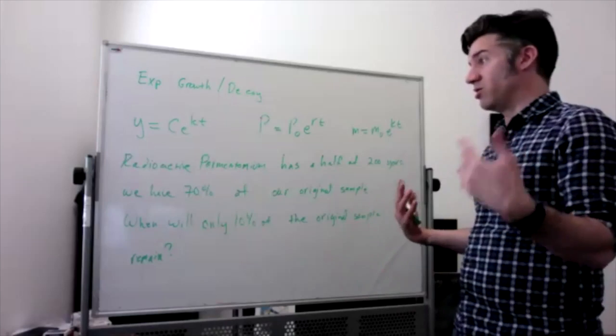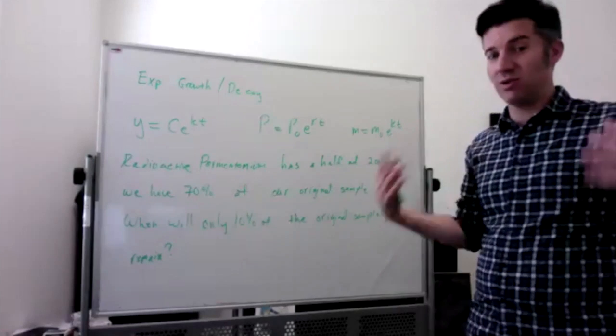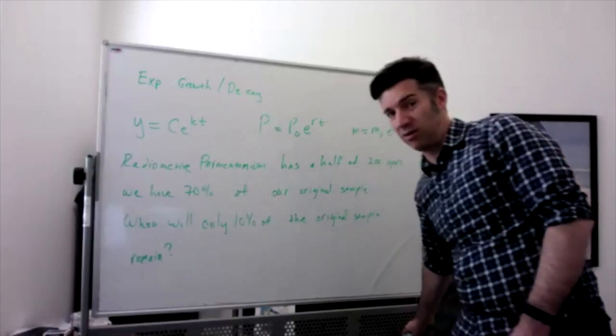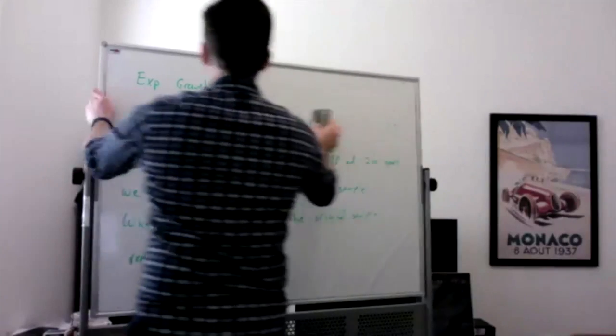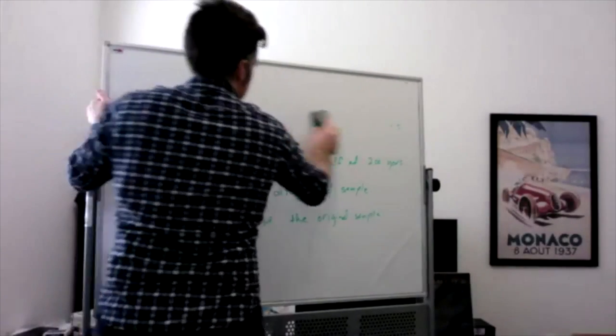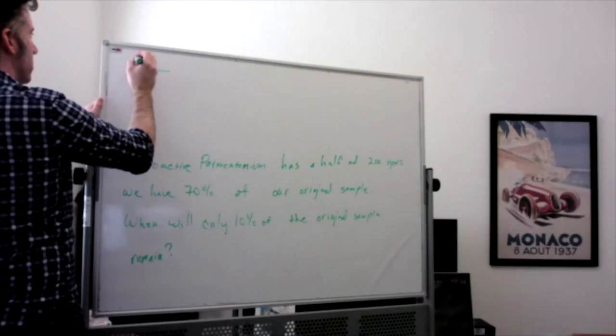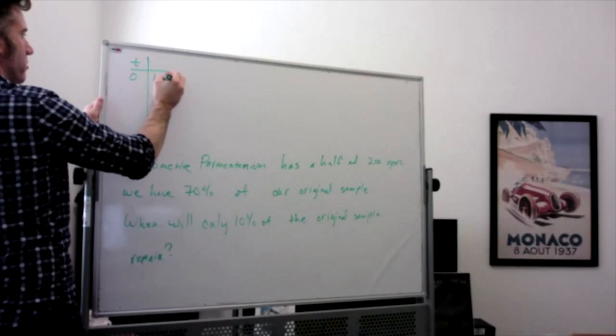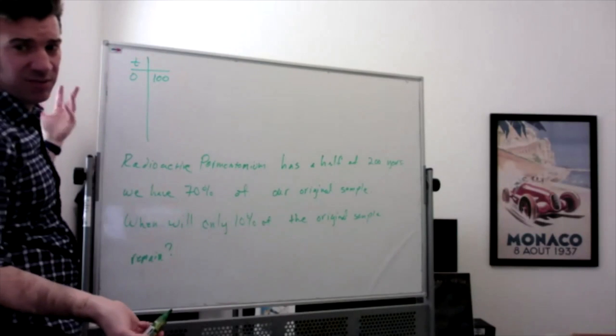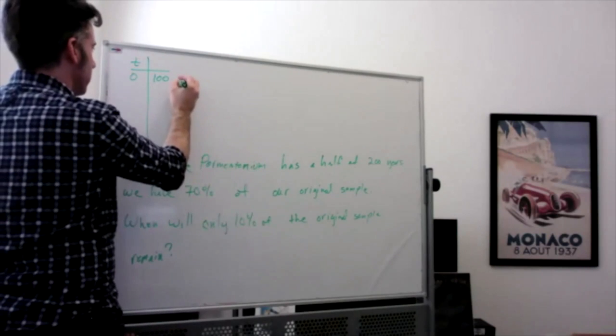And so what we can do is say I want to start with a very convenient number if I'm dealing with percents. I'm going to say at time 0, I have 100. I don't even care what units really. I'm going to say 100 grams. Why not?